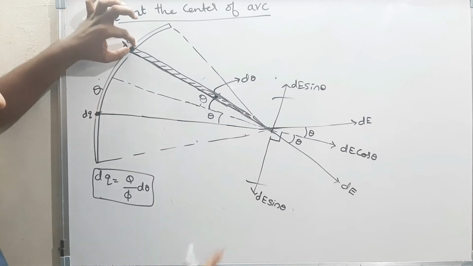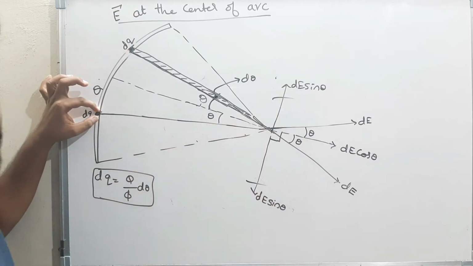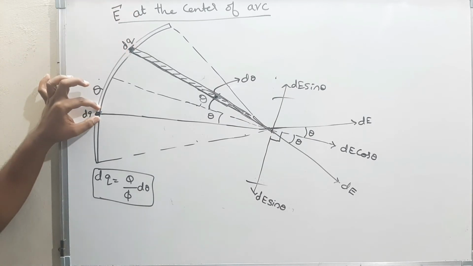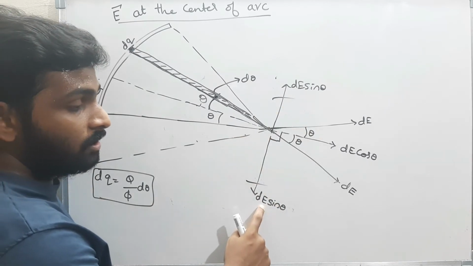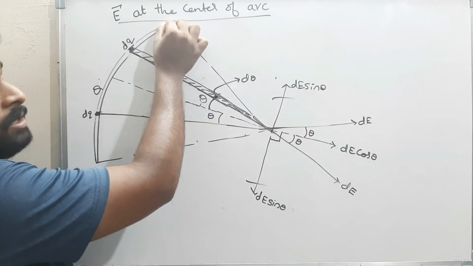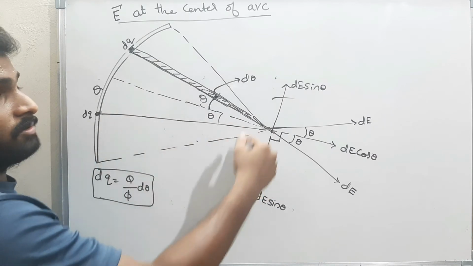In this component dE sin theta and in this small one dE sin theta will be cancelled off. For every component of this side, there will be one more charge here, which will give me the same dE sin theta. That means the whole dE sin theta will be cancelled off. If I assume one more charge here, the dE sin theta for this charge and this charge will be cancelled off.